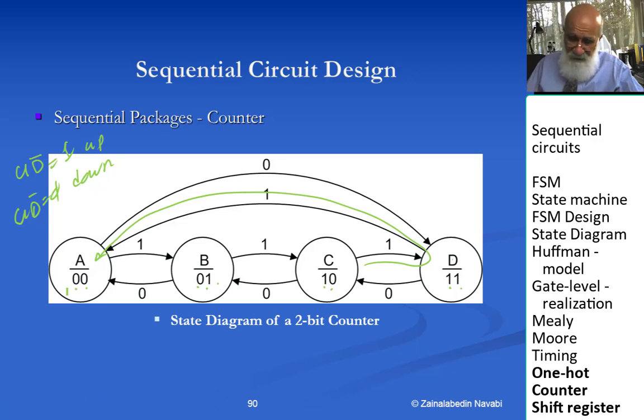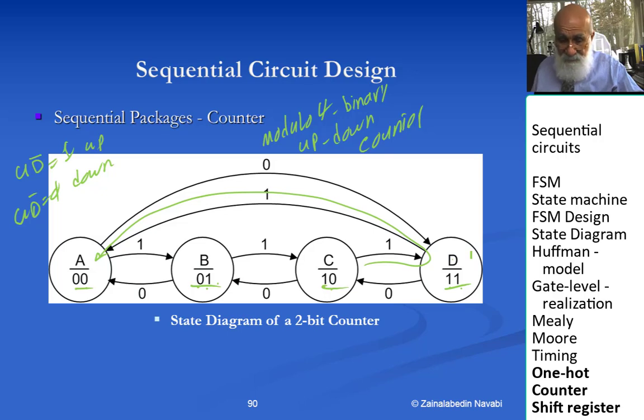I'm calling this circuit a modulo 4 binary up, down, counter. Why binary? Because it is counting binary numbers. Why modulo 4? Because it has 4 states. Why up, down? Because it has a control input that either counts up or counts down.